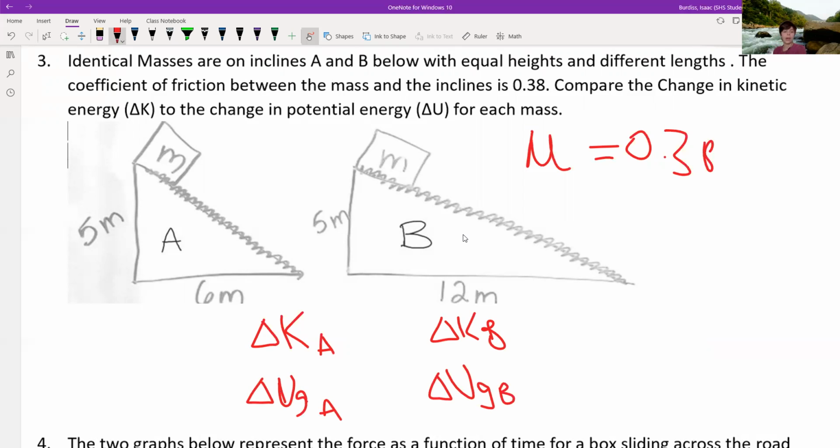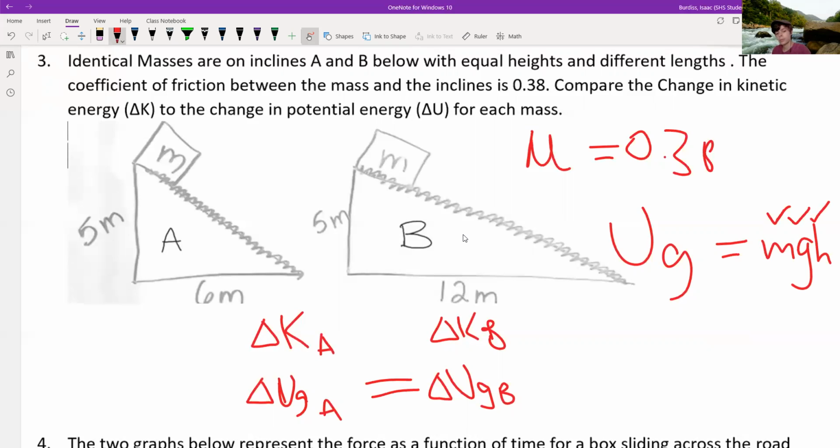So how do we figure this out? Well, let's start out with the potential energy, it's a little bit easier. So what is potential energy? It is mgh. And we have to find the differences between those three things. The masses are the same, the gravity is the same, and the heights are the same. All things are the same, so the potential energies are the same.